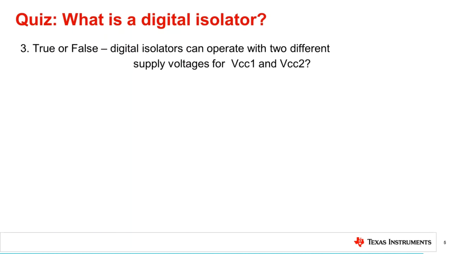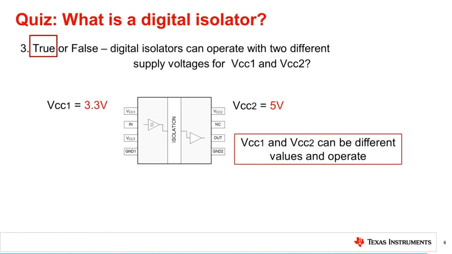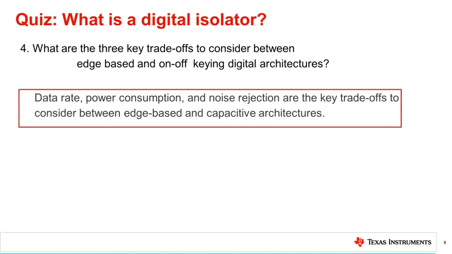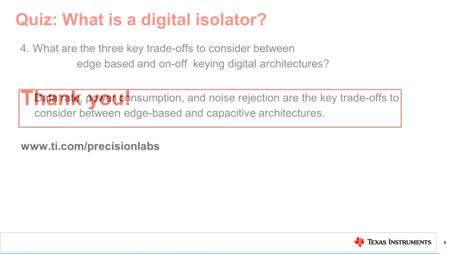True or false? Digital isolators can operate with two different supply voltages for VCC1 and VCC2. True. VCC1 and VCC2 can be operated at different values and still maintain datasheet performance. What are the three key trade-offs to consider between edge-based and on-off keying digital architectures? Data rate, power consumption, and noise rejection are the most common trade-offs to consider between edge-based and capacitive architectures.